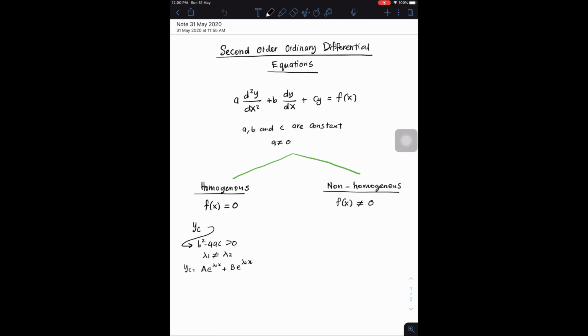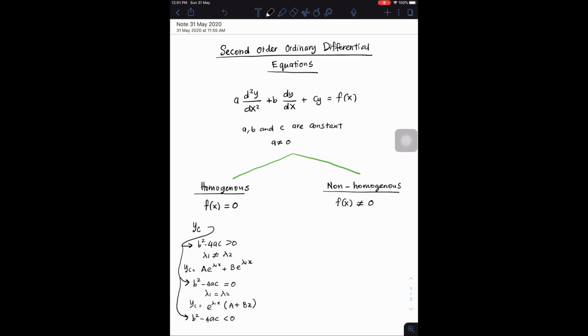Then we have a second case where b² minus 4ac is equal to 0, where you have the same real root. For this case, the value of lambda 1 is equal to the value of lambda 2. So your general solution to the differential equation will be e^(lambda 1 x) times (a plus b x). You can use lambda 1 or lambda 2, it doesn't matter, because the values of lambda 1 and lambda 2 are equal.